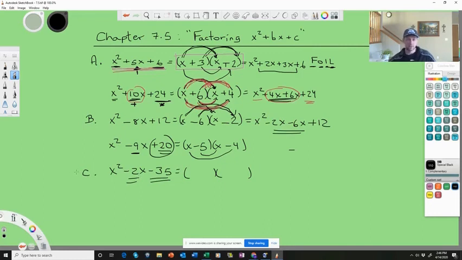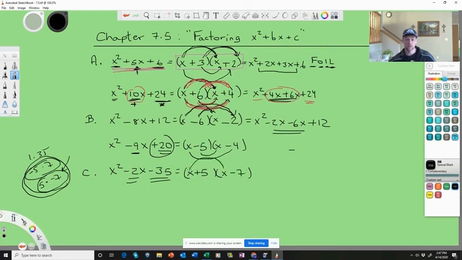So here's what I have. I'm thinking of what times what's 35? Well, it could be 1 times 35. It could be 5 times 7. Uh-oh, right there. Notice that I need to get negative 35. So one of these needs to be negative and the other one needs to be positive. But at the same time, they need to add up to negative 2. So I know that right there is my pair. And so I'm going to have x plus 5 and x minus 7.